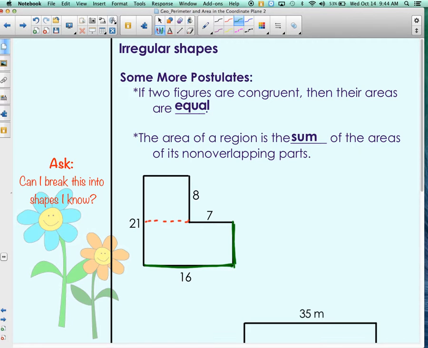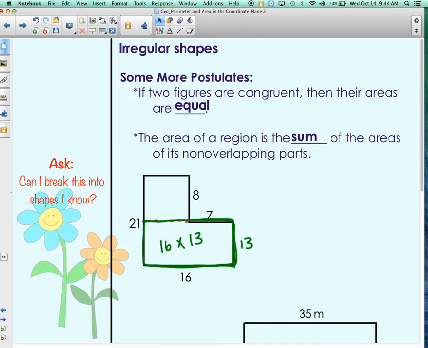Whoa, no, that was way off. It's 13. Yikes. What's 21 minus 8? 13. Okay. So if I want to find the area of this rectangle, what do I do? Base times height. Base times height, 16 times 13. We'll come back to that.